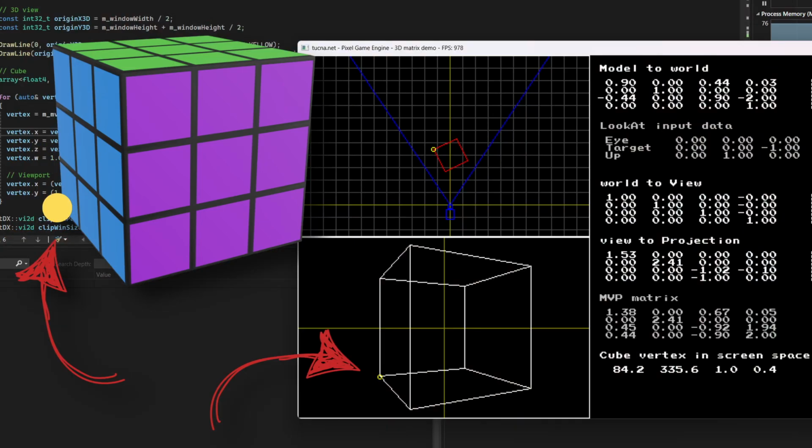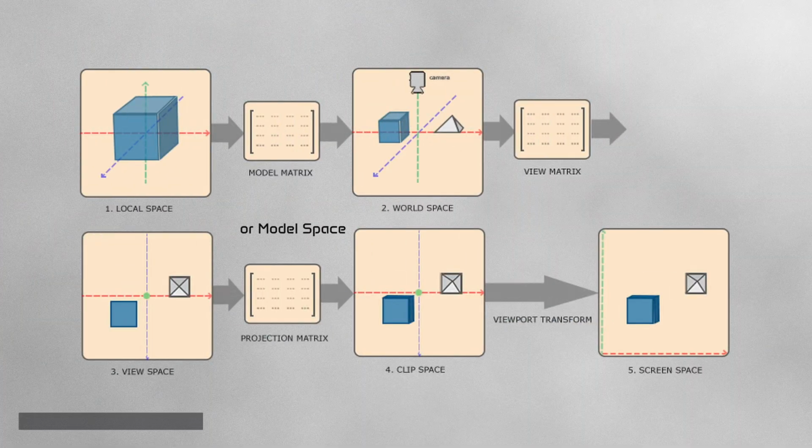Your screen is a 2D grid of pixels, so somehow we need to take those 3D coordinates and figure out which pixels they should map to. That's what this whole pipeline is about. And here's the thing, it's not just one transformation, it's actually a series of transformations, each one moving our vertices through different coordinate spaces. Each space serves a specific purpose in the rendering process.